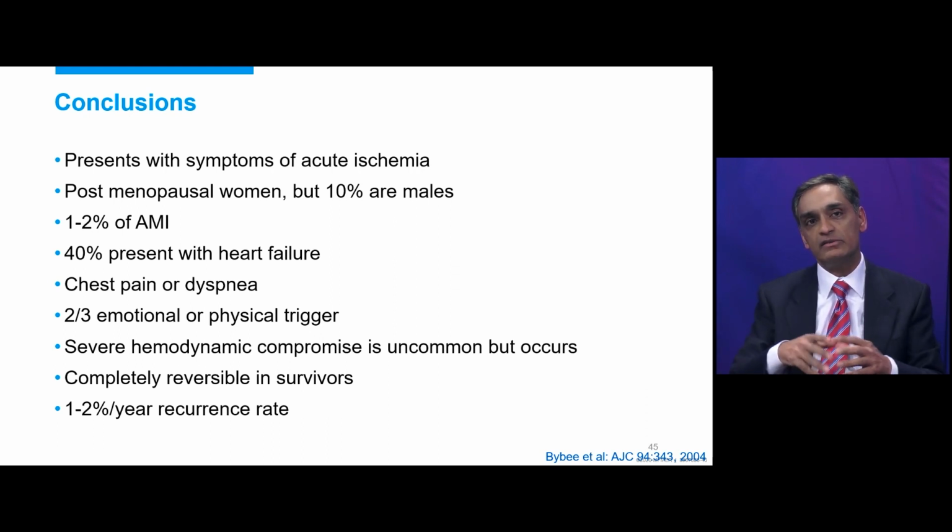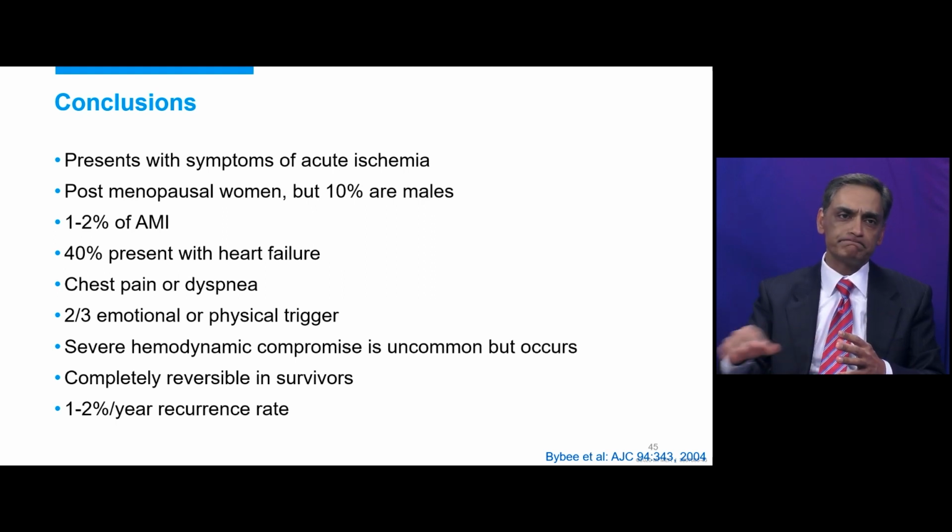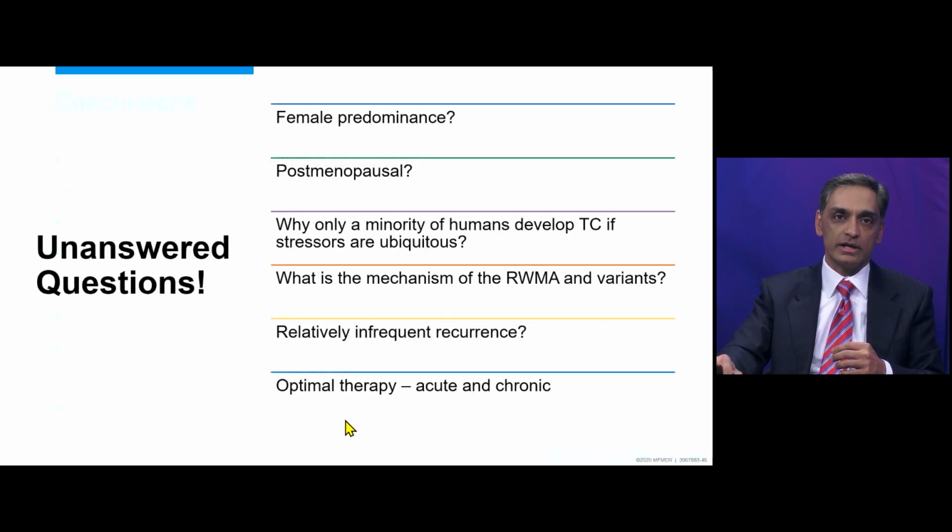So final few slides here. In conclusion, we've covered most of these points already. The condition is very similar to acute myocardial infarction. Remember that 1 in 10 patients are male. 30 to 40% present with acute heart failure, and some people have wondered whether this is actually an acute heart failure presentation rather than an acute myocardial infarction, and we could debate about all that later. Triggers are frequent, and 1 to 2% recurrence rate.